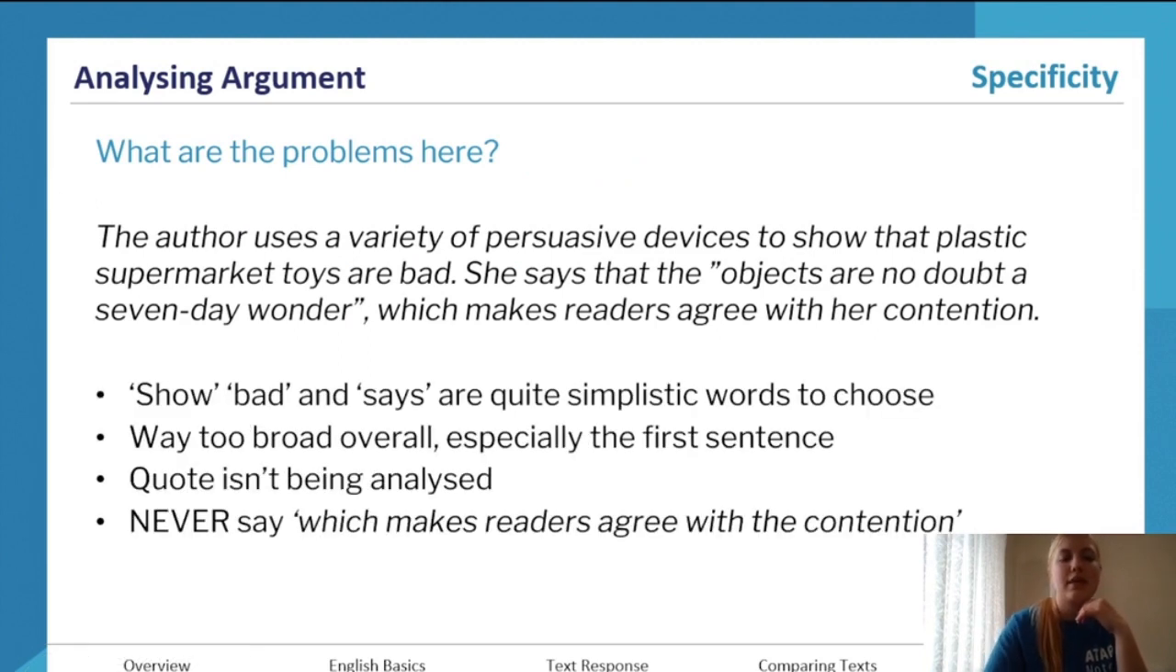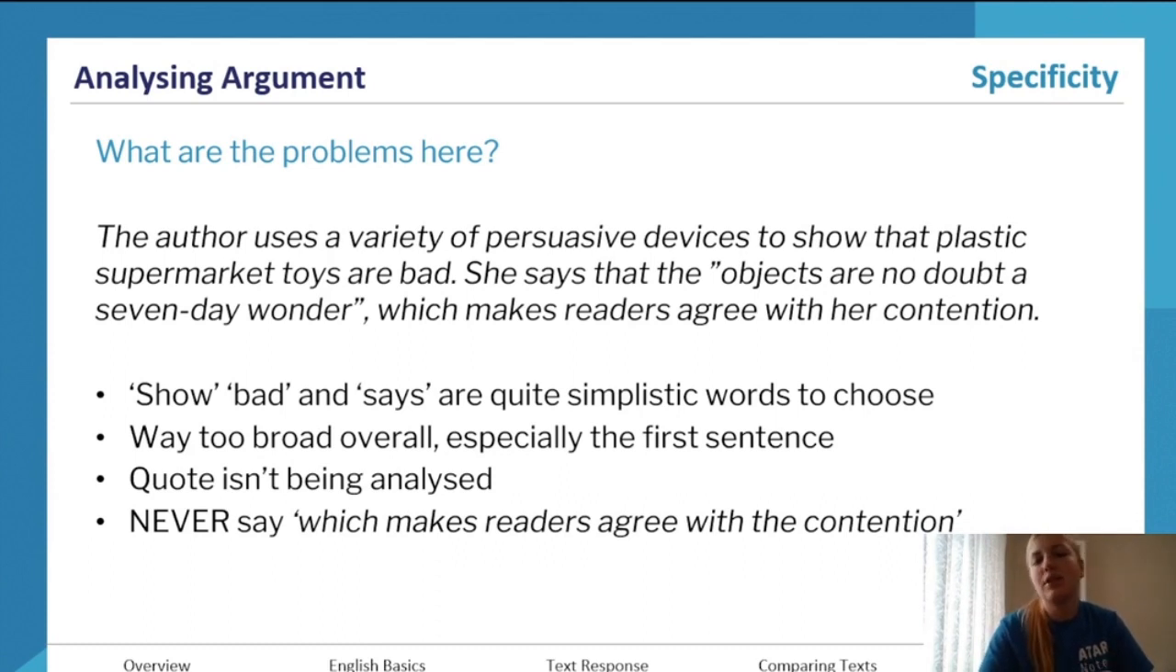So what is wrong with this example? The author uses a variety of persuasive devices to show that plastic supermarket toys are bad. She says that the objects are no doubt a 7-day wonder, which makes readers agree with her contention. We do not want to see anything like "agree with contention." Make sure this is excluded from your essays. There are lots of simple words like show, bad, and says. In general, words such as show, make, and says we should never see in any essay in English. Find substitutes for these words.